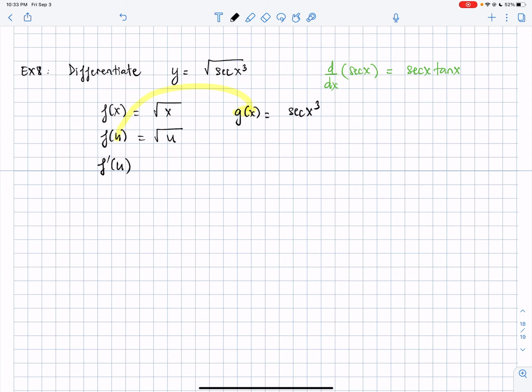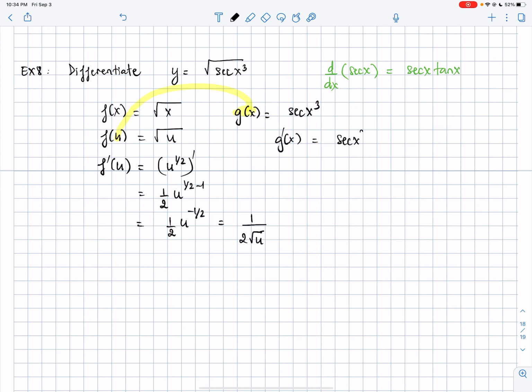So f prime of u is u to the 1/2 prime. And we apply the power rule, so 1/2 u to the 1/2 minus 1, and that is 1/2 u to the negative 1/2. So that will be 1/2 square root of u. And g of x prime is secant x cubed prime. So secant x cubed, and again, this will have to be the chain rule.